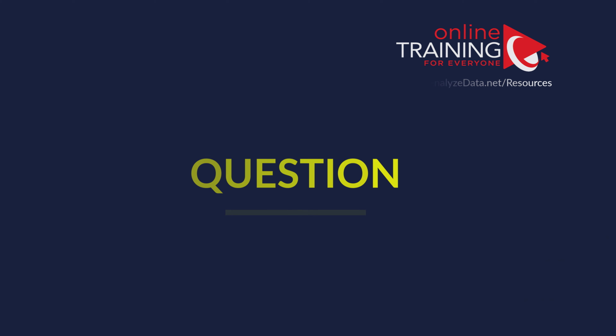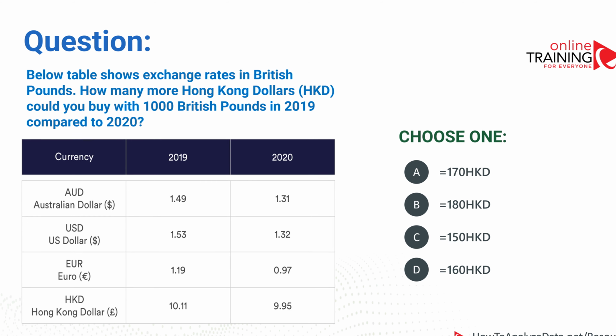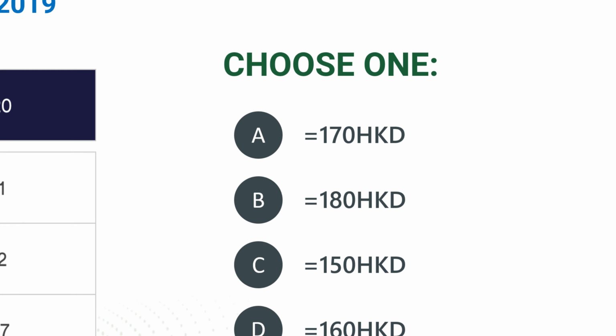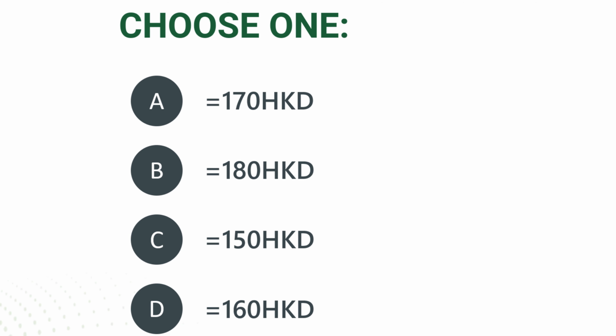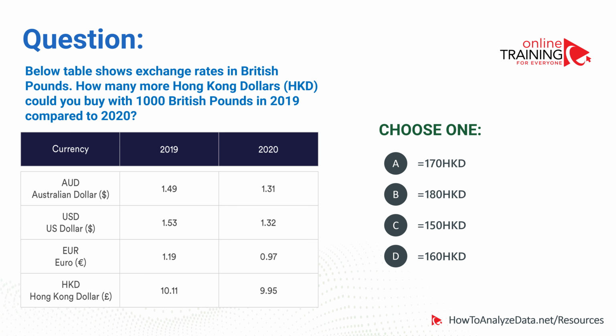Let's look at the assessment test question you might get as part of the aptitude test when you're applying for managerial positions or positions with financial institutions. The table below shows exchange rates in British pounds. How many more Hong Kong dollars could you buy with 1,000 British pounds in 2019 compared to 2020? And there are four choices: 170, 180, 150, and 160. What do you think is the correct answer here? Let's take a look.